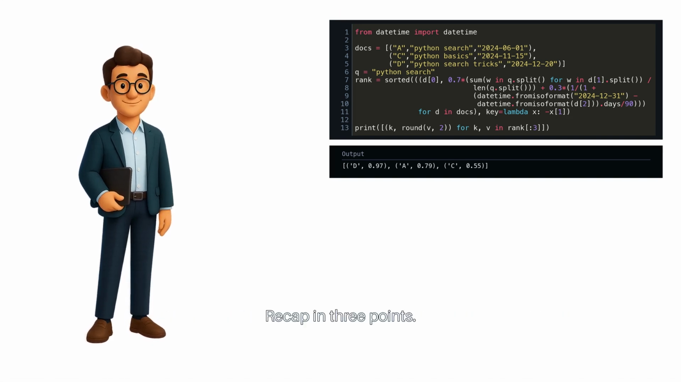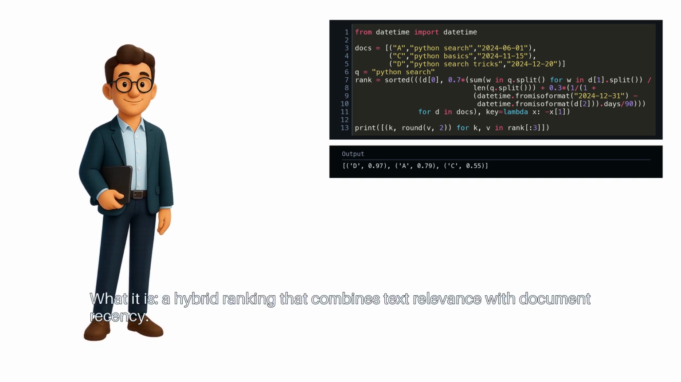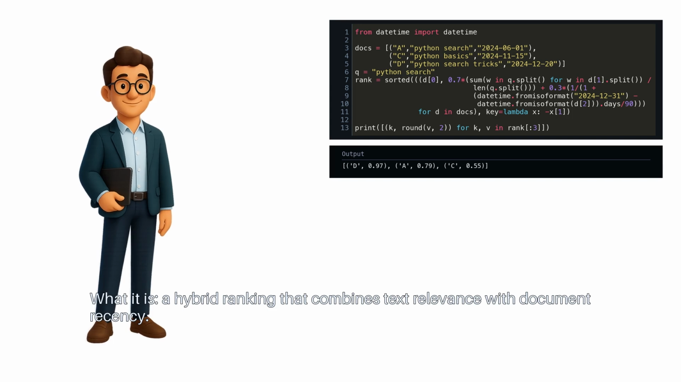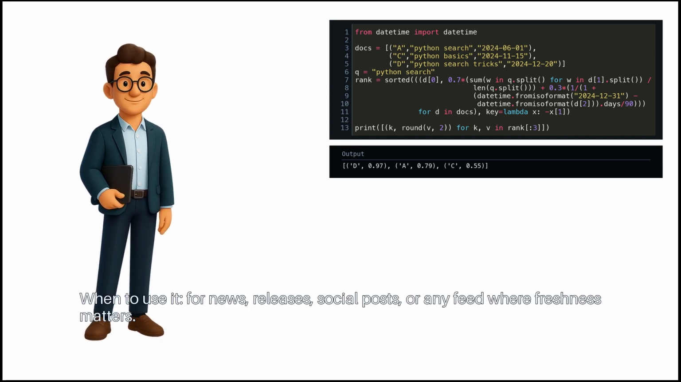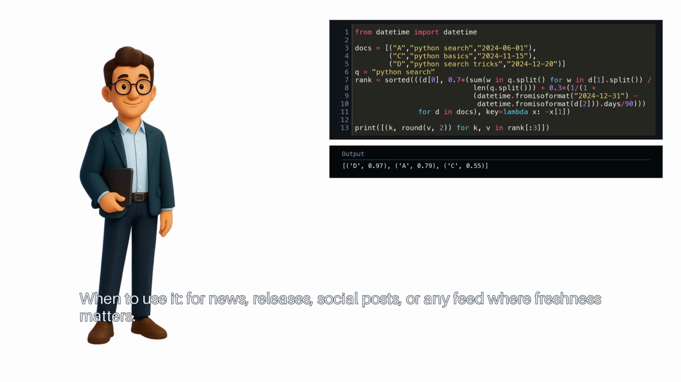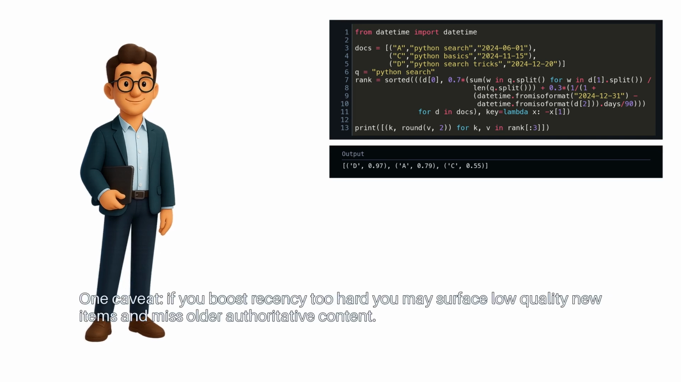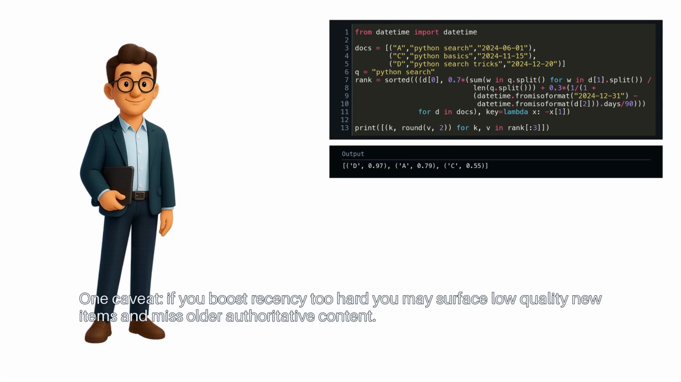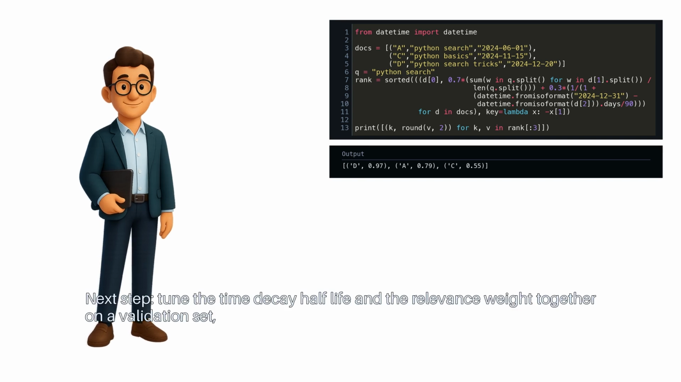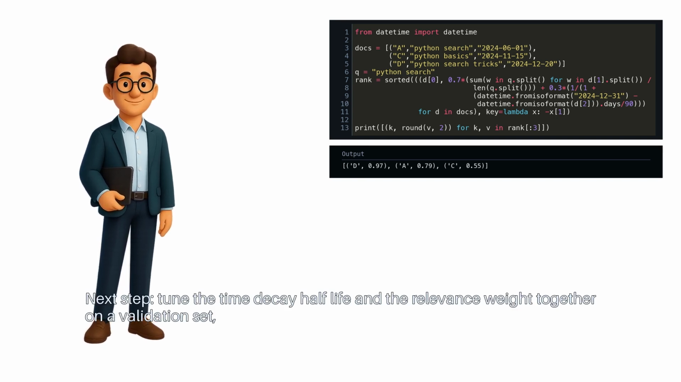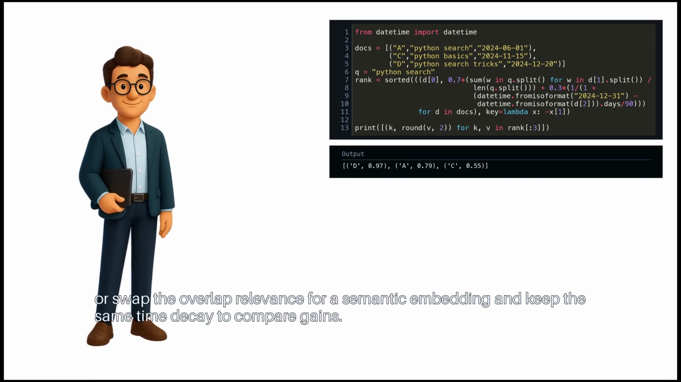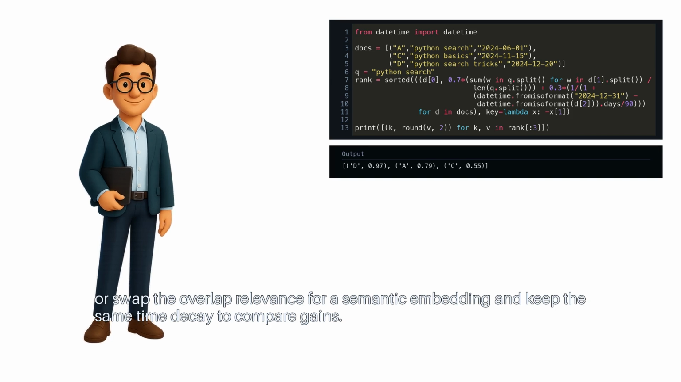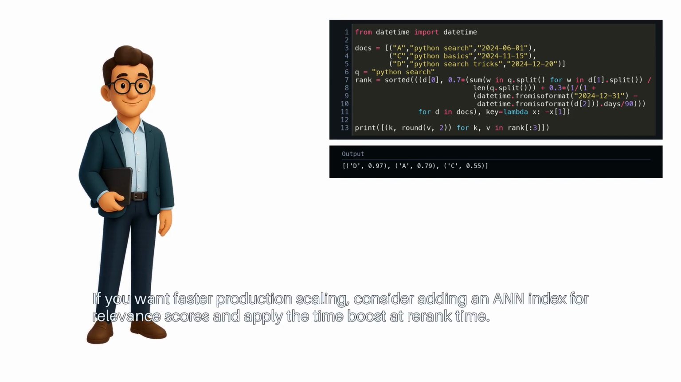Recap in 3 points. What it is: a hybrid ranking that combines text relevance with document recency. When to use it: for news, releases, social posts, or any feed where freshness matters. One caveat: if you boost recency too hard, you may surface low-quality new items and miss older authoritative content. Next step: tune the time decay, half-life, and the relevance weight together on a validation set. Or swap the overlap relevance for a semantic embedding and keep the same time decay to compare gains. If you want faster production scaling, consider adding an ANN index for relevance scores and apply the time boost at rerank time.